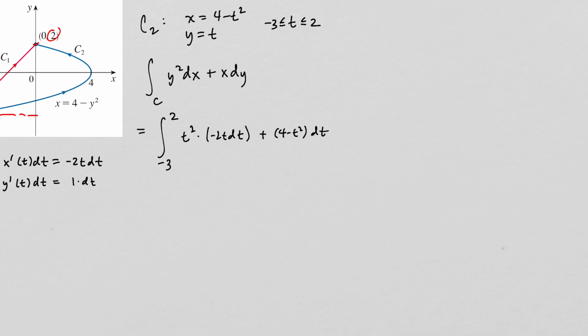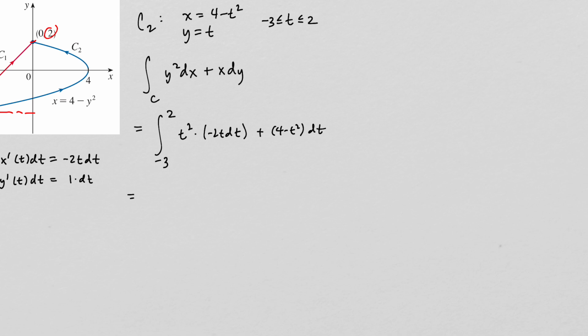And so we can do this all in one integral. Let's just clean this up a little bit. We have the integral from -3 to 2. If I multiply this out, I have -2t cubed plus 4 minus t squared, and that is all with respect to t. So it's just basically like I'm factoring out the dt over to the right here.